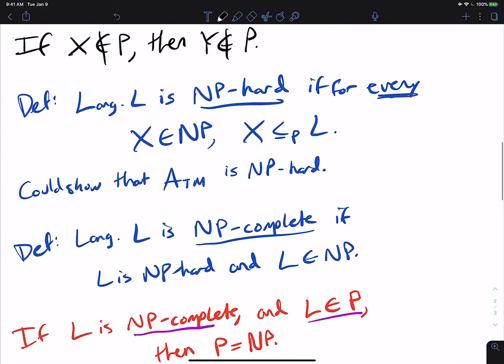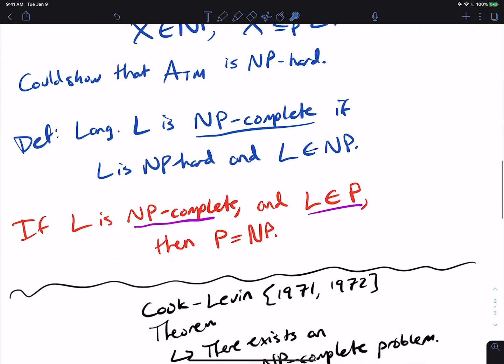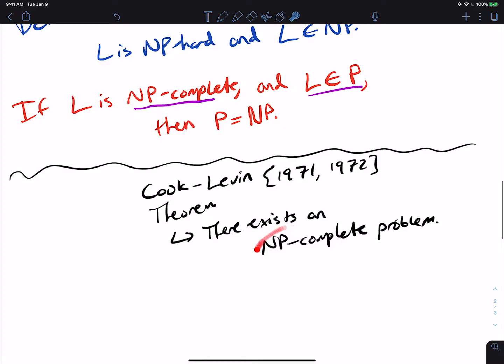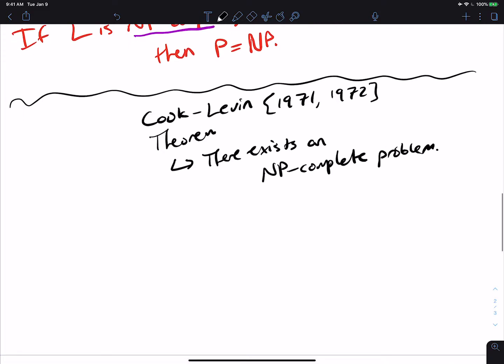One thing that you should always note is that you can define things all day long, but it could very well be that it just doesn't exist. There's no language that's NP hard or no language that's NP complete. Actually showing that is rather important, because we can just make definitions all day long and not actually get anywhere. So the problem that they were able to show is NP complete is something called CNF satisfiability.